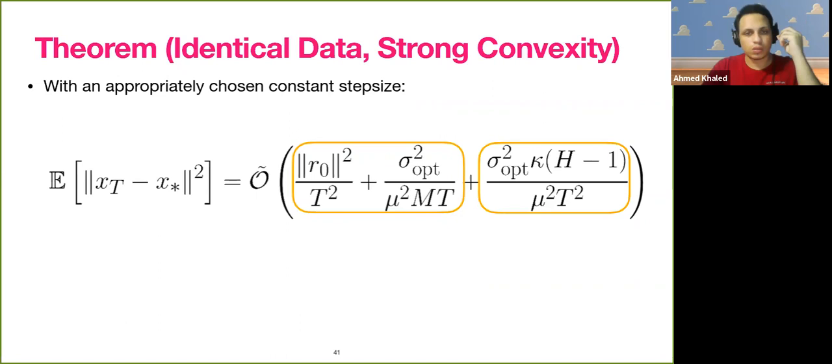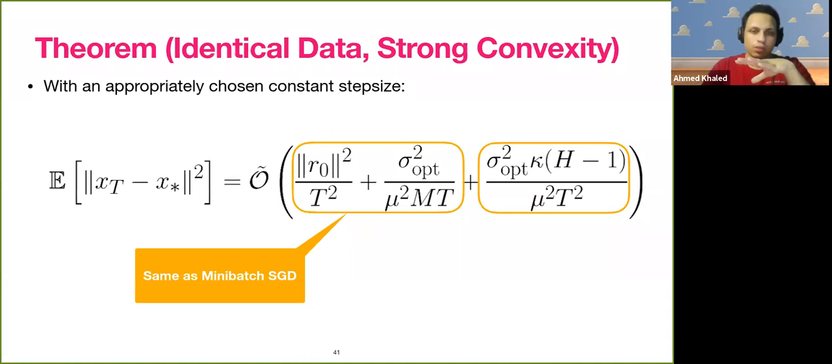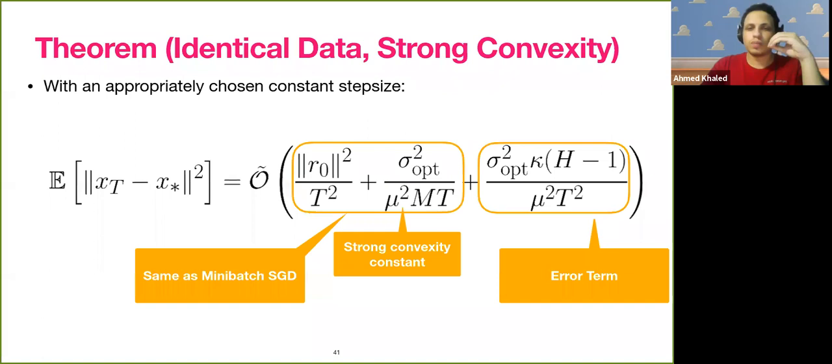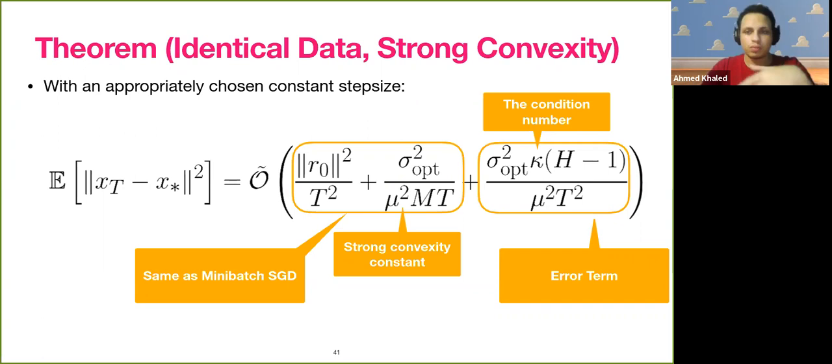in which, again, we have two terms, the first of which is the same as mini-batch SGD, and the second is an error term whose size can be controlled by controlling the size of the synchronization interval H. Here, the convergence depends, as usual, on the strong convexity constant mu. And as I said, this is the same as mini-batch SGD. But we also get extra dependence on the condition number in the error term. And this is problematic because for ill-conditioned problems, this can be very bad.